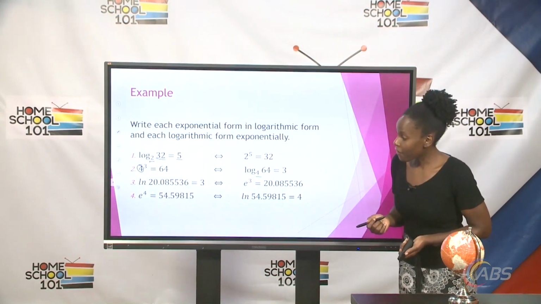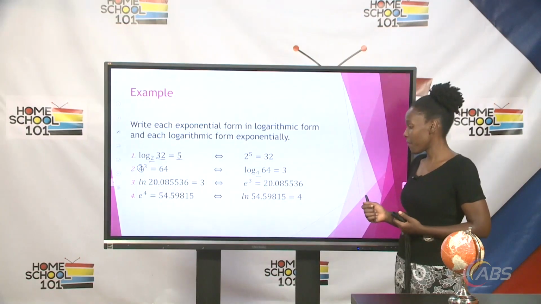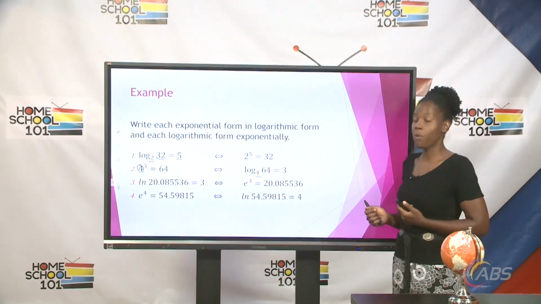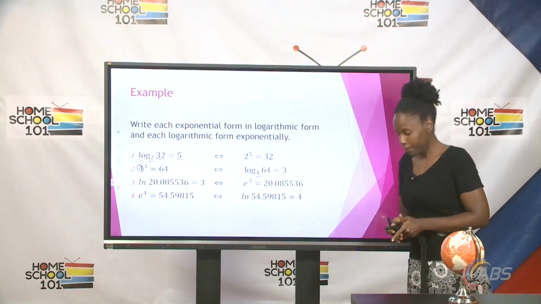20.085536. And for the final one, we have e to the power 4. Once I see e, I know I'm referring to the natural logarithm. Therefore, I would use ln. So in the logarithmic form, it would now become ln of 54.59815, and that is equal to a value of 4.